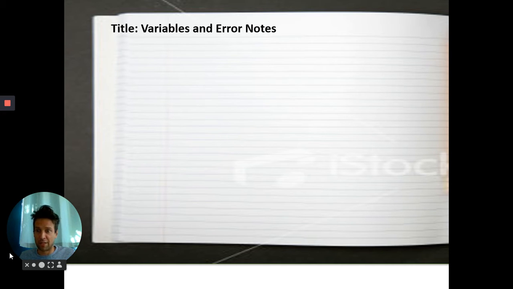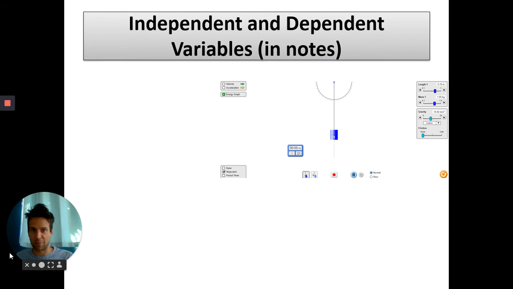So first off, go to the next blank page or blank piece of paper and give it this title: Variables and Errors Notes. Pause the video until you have that done. Remember, you will need to write this down because you are submitting it on Seesaw. I'm going to be looking for, did you write down the notes? And if I don't see it, unfortunately, I won't be able to give you credit for today's work. This is the assignment, the notes and the questions.